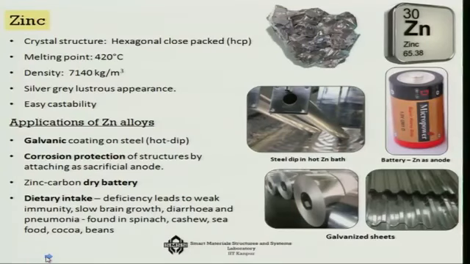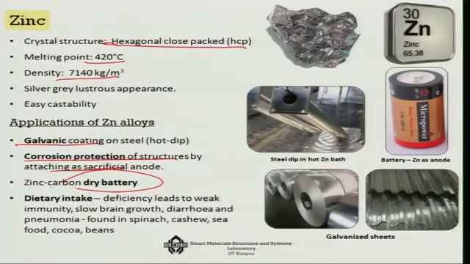The next is zinc. Now, zinc shares one commonality with titanium, that this is also hexagonally close packed, HCP, but its density is very high. We are suddenly now jumping from a low density to a reasonably high one, very close to iron, 7140. Melting point is also not very high, 420 degrees centigrade. It has a silvery grey lustrous appearance and easy castability.